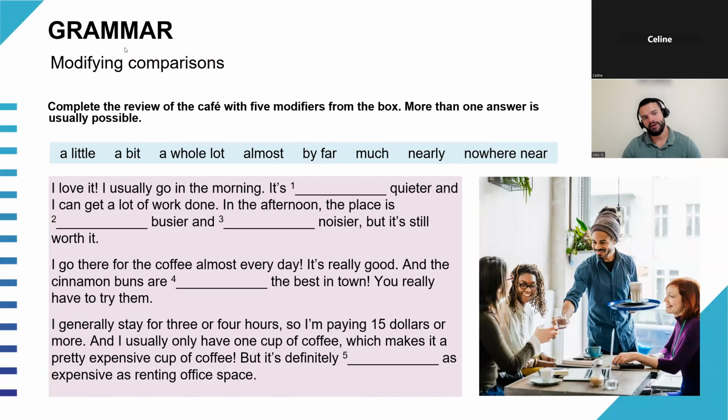So here it says grammar, modifying comparisons. Let's read the instructions here, Celine. Complete the review of the cafe with the modifiers from the box. More than one answer is usually possible. Very good. So it's very important that you understand that there are multiple answers, okay? So let's do it together. I will help you and then we can do it together.